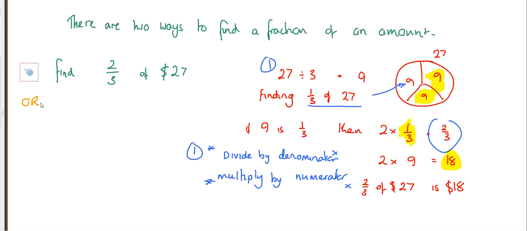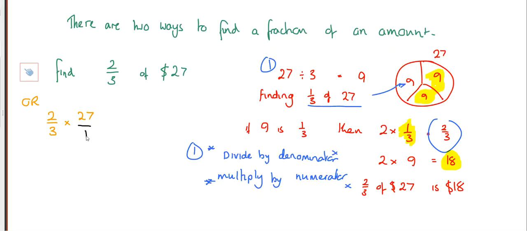So we do "of". The word "of" means what? Multiply. So I could rewrite it just as 2/3 times 27. If that's the way you want to do it, we can put an over 1.